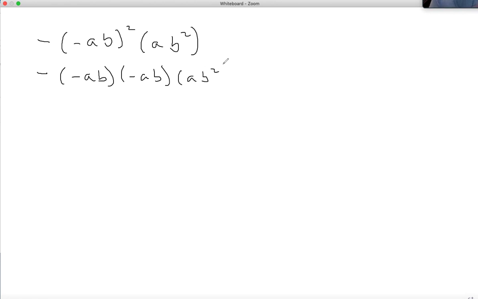So AB squared. The first thing I would do is count 1, 2, 3 negative signs. If I multiply 3 negative things together, I get a negative. So now I can forget all about the signs. I have 1, 2, 3 A's. There's my A cubed. And here I have 1, 2, 3, 4 B's. There's my B to the fourth, excuse me. So that's how they got to the negative A cubed B to the fourth.